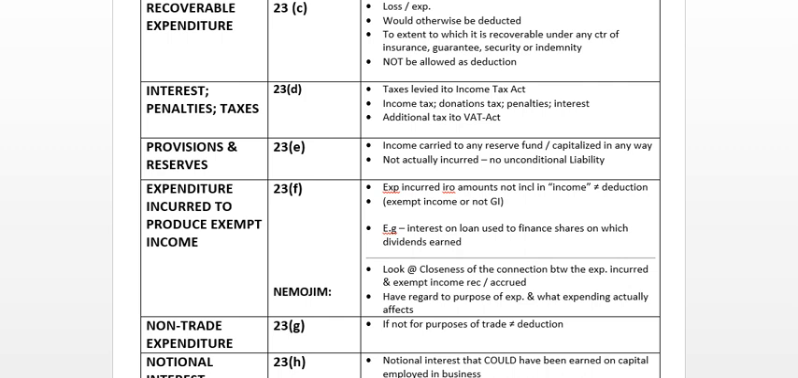Okay, expenditure incurred to produce exempt income. We went through exempt income when we went through the gross income definition. Section 23F says that expenditure incurred in relation to amounts not included in income, exempt income or not gross income, is not deductible. For example, interest on a loan used to finance shares on which a dividend is earned. It's not really something you will find in a test, but just take note of that.